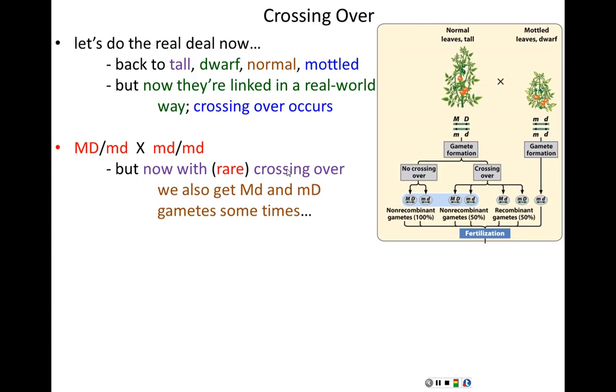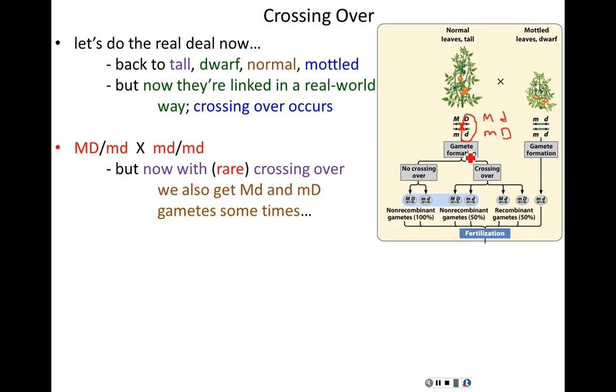So now we get crossing over. It's rare. Doesn't happen often, but we get it. And we get crossing over between the M and D genes. Remember that X. We get crossing over between the M and D genes. And what happens when we get crossing over? One set of alleles flips with regards to the other. So crossing over is going to give us big M with little d and little m with big D. That's what crossing over is going to give us.